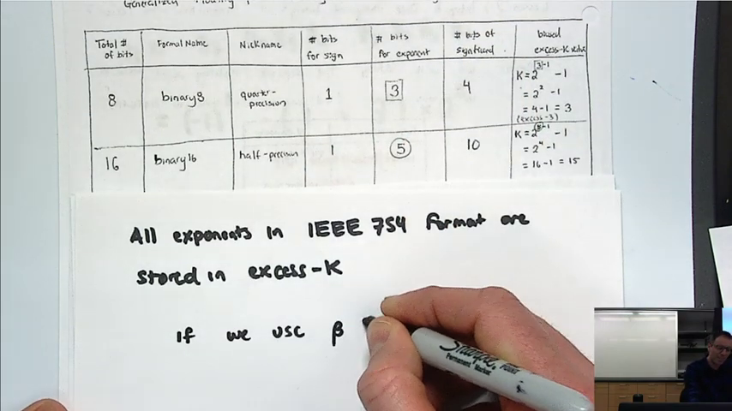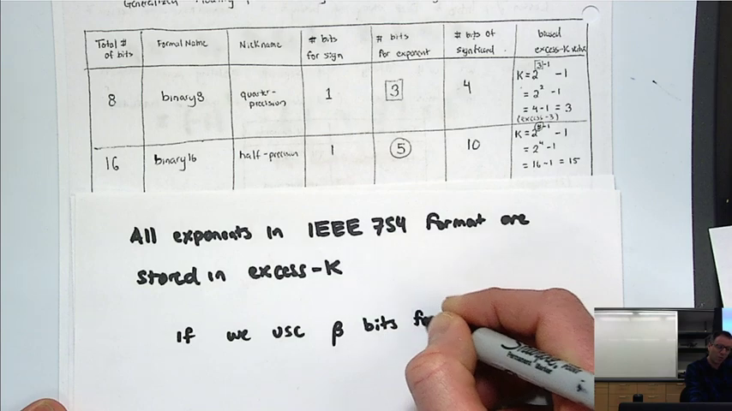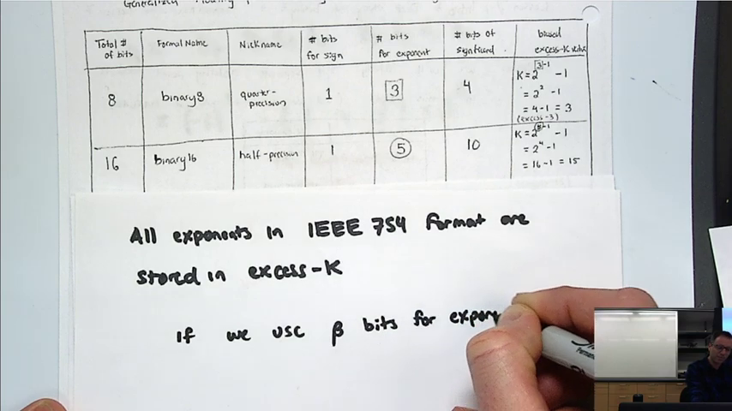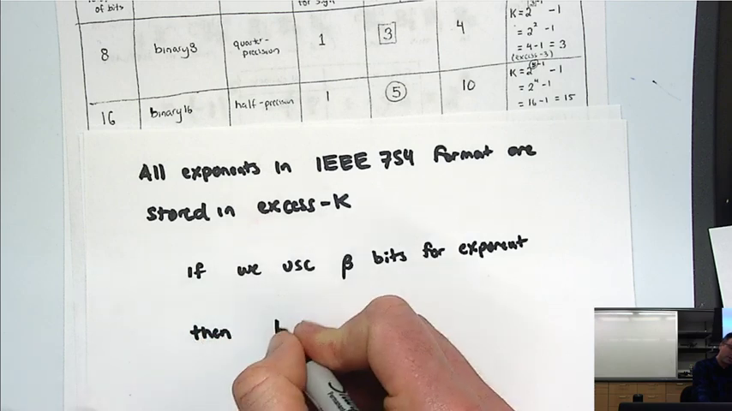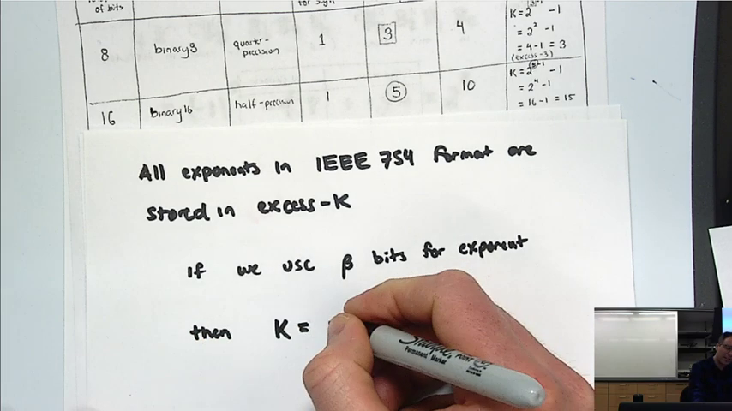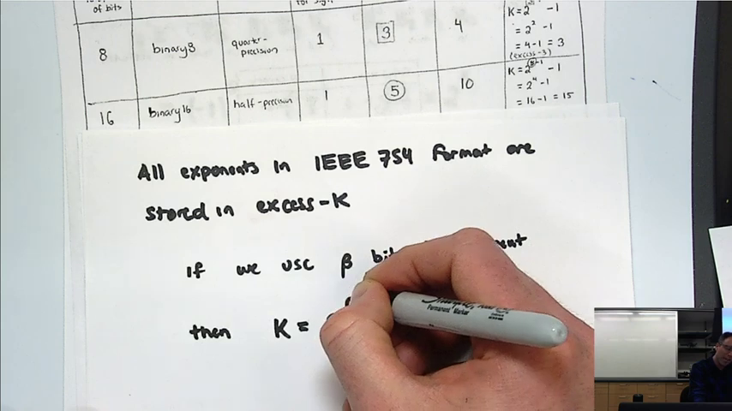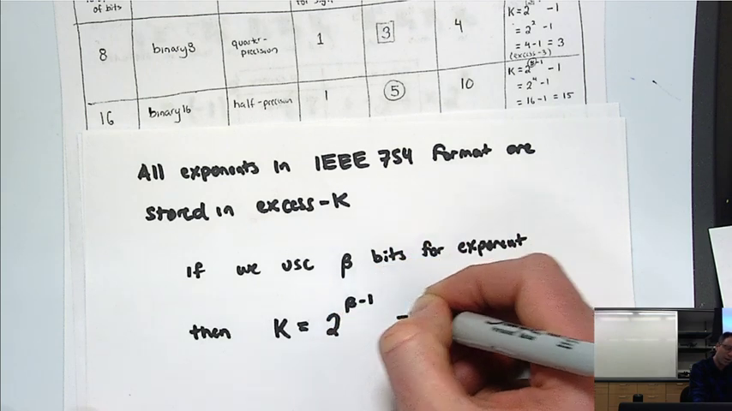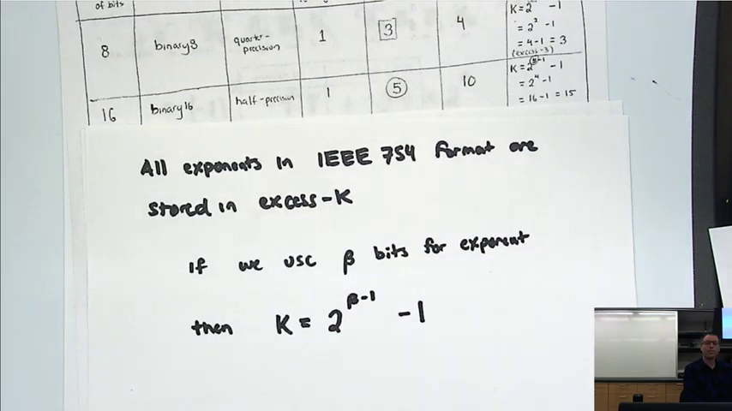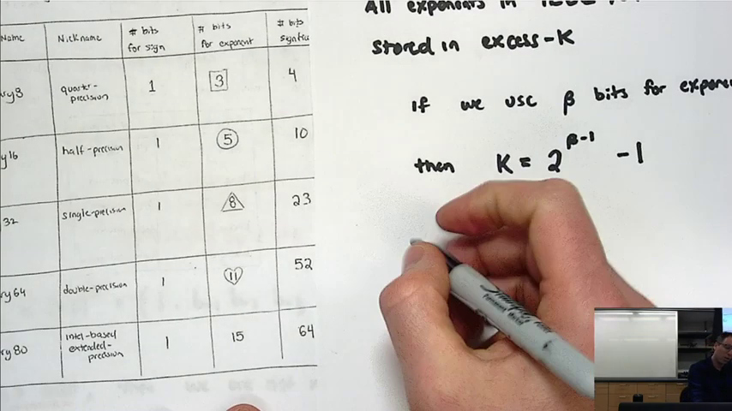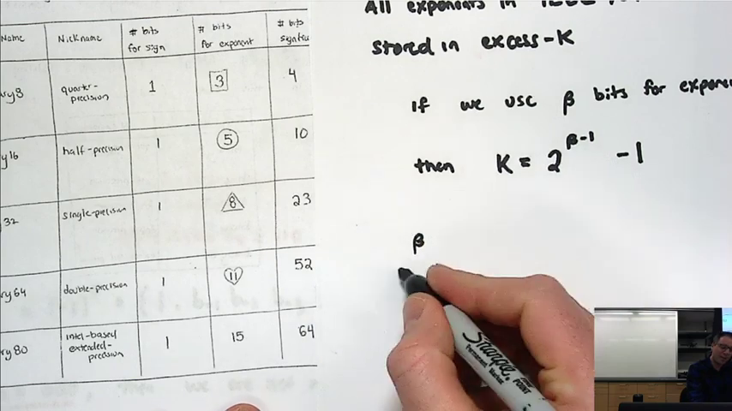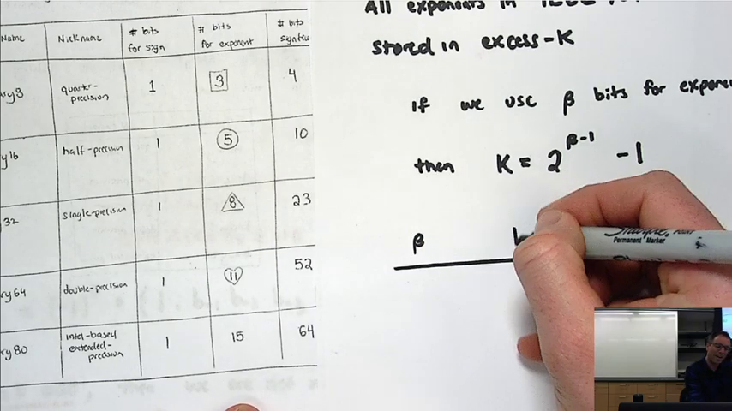If we use beta bits for the exponent, then the bias looks like this. 2 to the beta minus 1, subtract 1. So let's think about what that means. So let's talk about beta number of bits for the exponent, and then we'll look at what the bias value is.